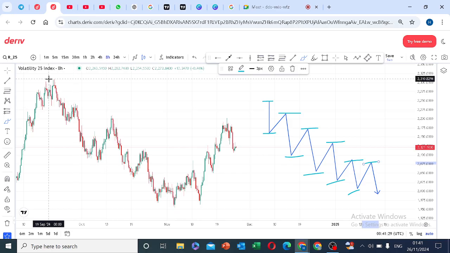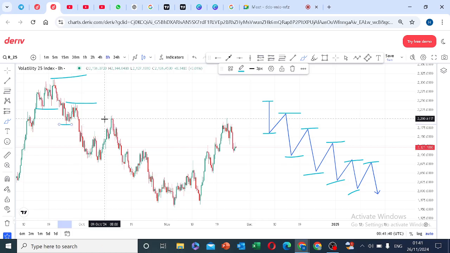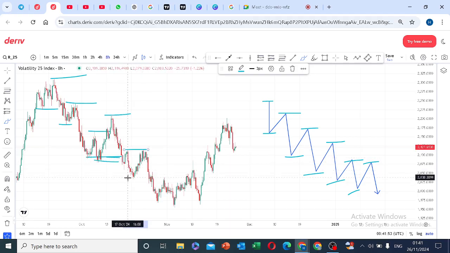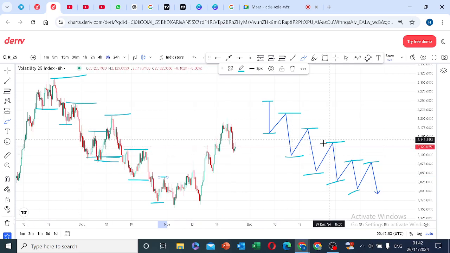This is a high, this is a low, this is a lower high, lower low, lower high. This is also a lower high. This is a lower low. This is also a lower low. This is a lower high, a lower low, a lower low, a lower high. You understand? You can see that this same pattern is what is being replicated here. Are you with me?